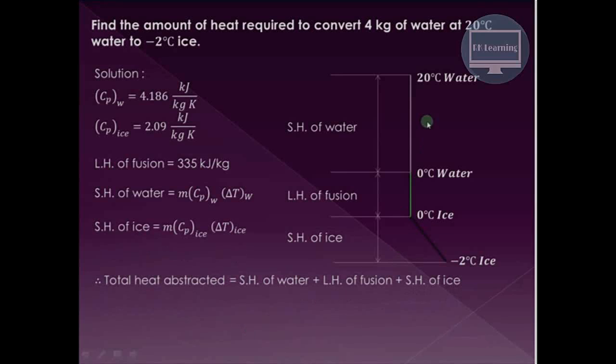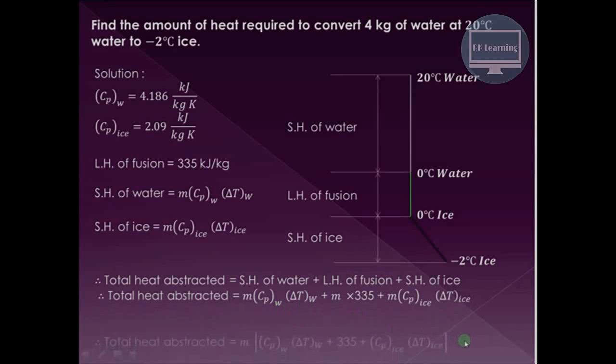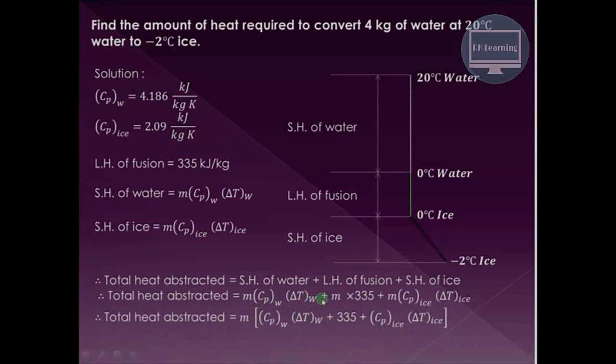So we can say that the total heat abstracted to convert this 20 degrees centigrade water into minus 2 degrees centigrade ice will be equal to the sensible heat of water plus latent heat of fusion plus sensible heat of ice. So substituting all these values, take m common from this. So we'll get Cp of water into delta T of water plus 335 plus Cp of ice into delta T of ice. Now substitute all these values.